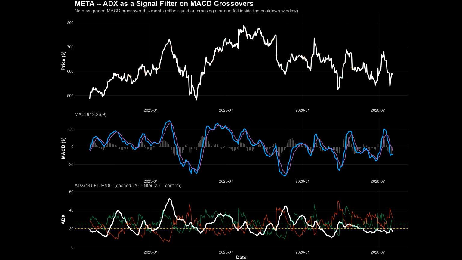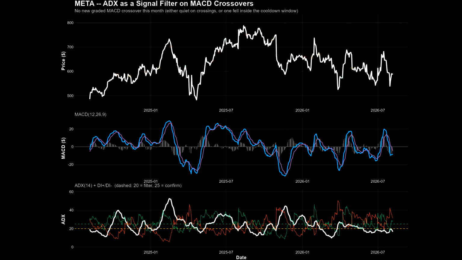Here's the discipline to watch for as the video advances, month by month. Every time a MACD crossover triangle appears in the middle panel, immediately check where the white ADX line sits underneath it at that same moment. If ADX is below the 20 filter line, you'll often see the crossover explicitly labeled filtered. The chart is telling you trend strength wasn't there to back up the momentum signal, so it's discounted. If ADX is climbing through or beyond the 25 confirm line at the same moment, the crossover instead gets treated as backed by real conviction.